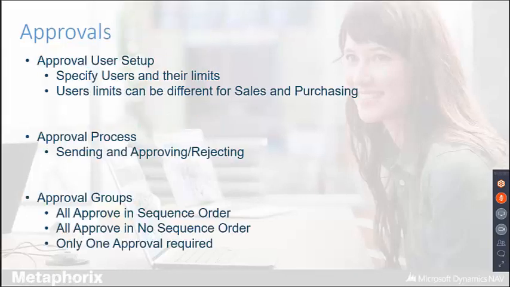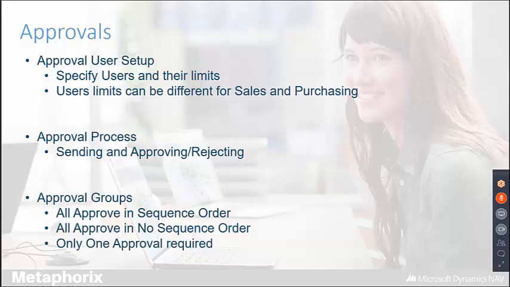So the approval user setup page, we're going to be looking at that and see how you specify users and their limits. So for example, one user might be able to approve up to £100 and another user might be able to approve up to £1,000. And these limits can be different on the sales and purchasing side. So someone might be able to approve £1,000 on a sales order, but nothing on a purchase order, for example. So you have the flexibility to do different limits on the sales and purchasing side. So we'll have a look at that and how you set that up.